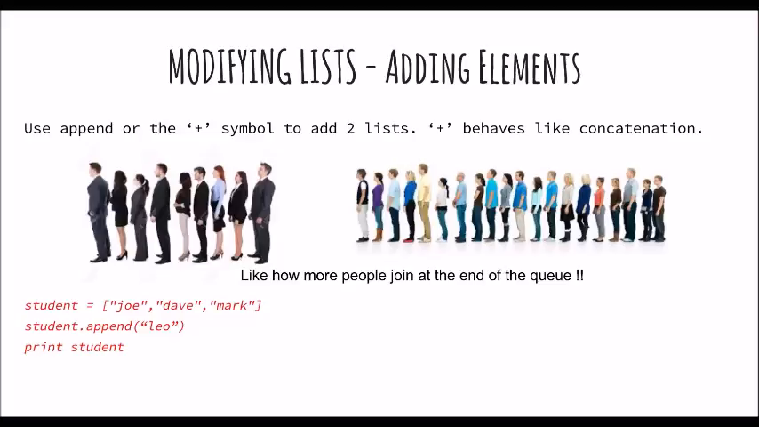And how do we do it? We could use append or the simple plus to add to lists. And plus behaves like concatenation. So imagine you have the same list of students and you want to append Leo to the list. Where do you think it would come? Try it out in your console. Python gives us the output, Leo joined at the end of the list, just like how more people join at the end of the queue.